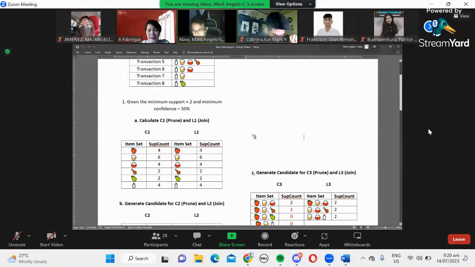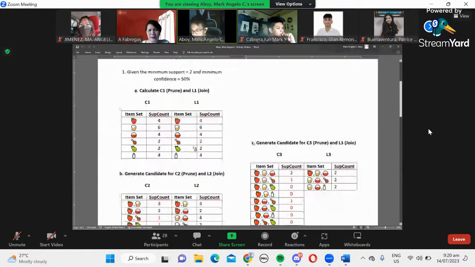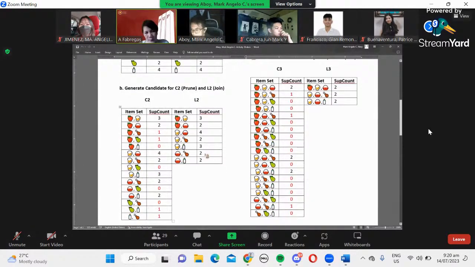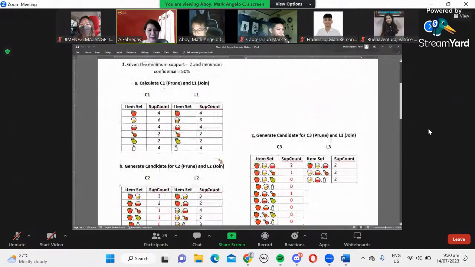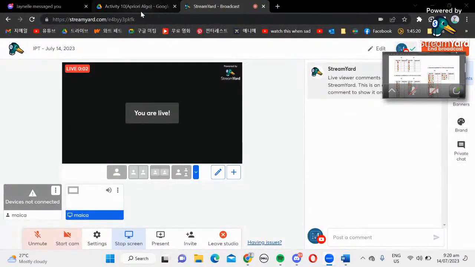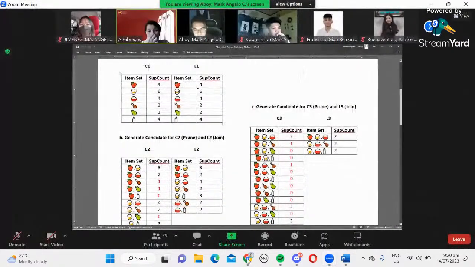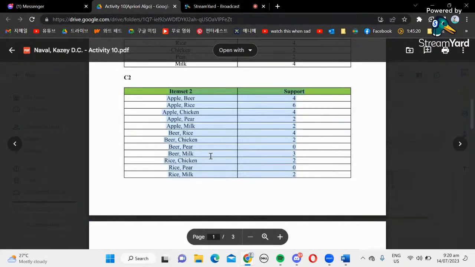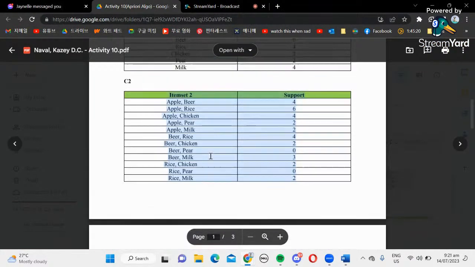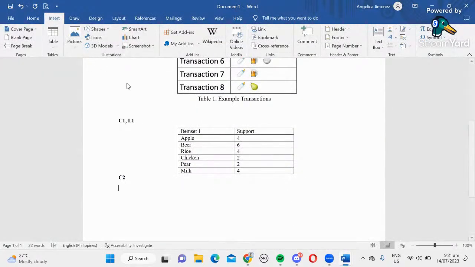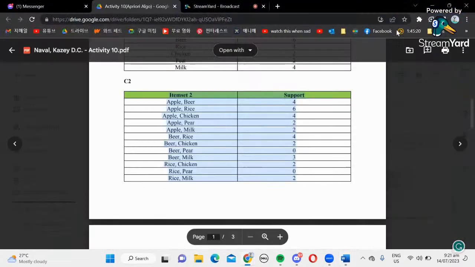So dito sa C1, L1 mo, pinag-combine mo na. Tapos yung sa generate candidate. Okay. So you have the C1 or the pruning. Actually, yung pruning natin and ano yan? Pruning and then join. So pruning is similar to candidate set and then join is actually similar to most frequent item, no? Yung ating L1. Or rather the L.